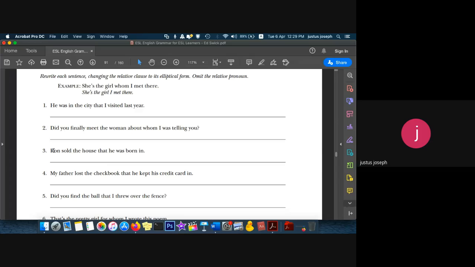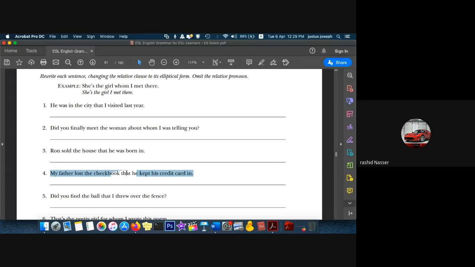Okay, so let's try this. Ron sold the house. Can I use that? No. Ron sold the house in which he was born. That's how you will change it. Ron sold the house in which he was born. You cannot use it with the word that. You'll have to change it to which. Okay, so moving on. My father lost the checkbook that he kept his credit card in.